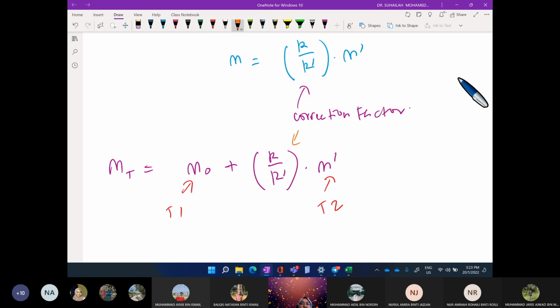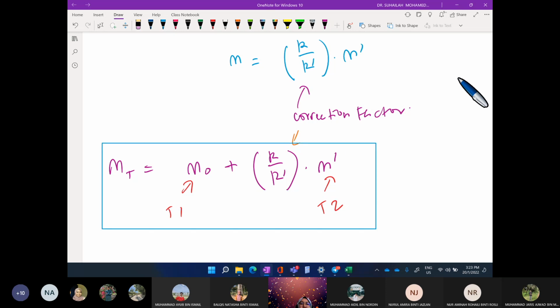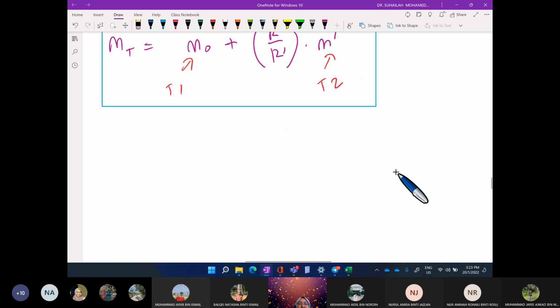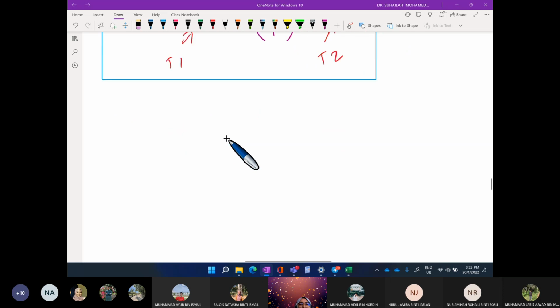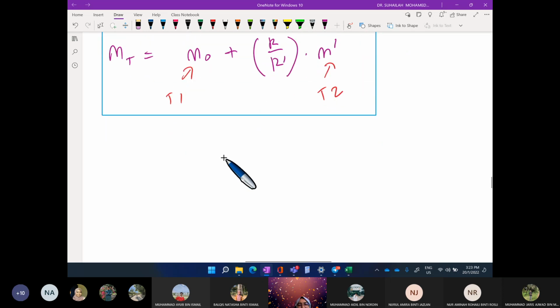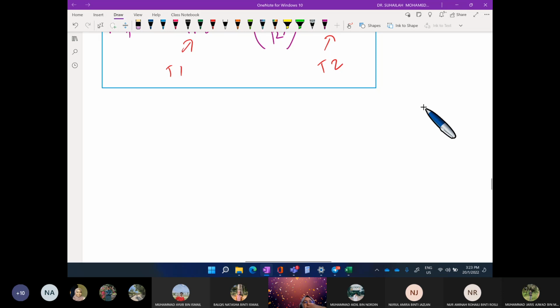So this is the formula we use to analyze members and moments inside a sway frame. In order to calculate R and R prime, we use static equilibrium.